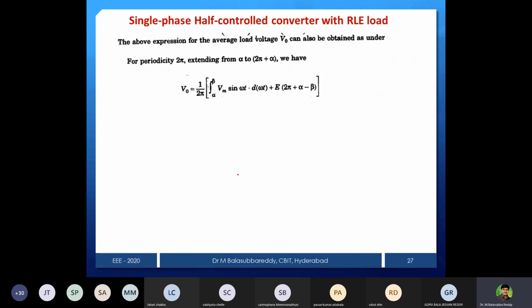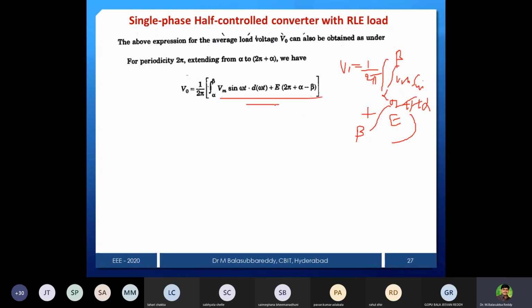You can write like this: V out is equal to 1 by 2 pi as usual. This is common, and now the first limit is alpha to beta Vm sin omega t. So this Vm sin omega t, and plus another interval, what is it? From beta to 2 pi plus alpha. What is the output? E, only back EMF. We close it. That's all. So only after doing this we'll get this point, and you can simplify this.